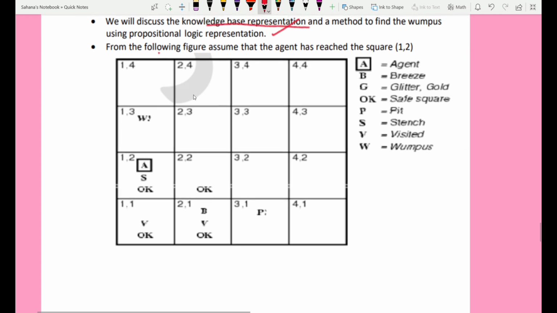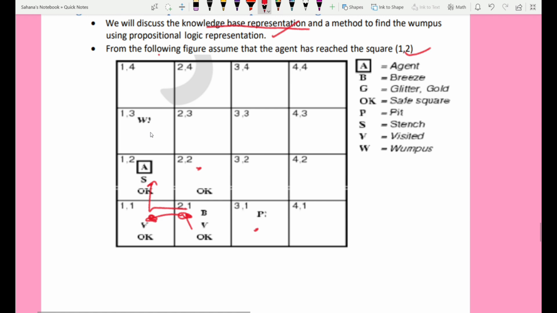Okay, first, from the following figure, the agent has reached the square 1,2. After reaching, it will be in 1,1, then it will move to 2,1. Here it will find out that pits will be there, because of the breeze found in 2,2 and 3,1. Then it will go back to 1,2. Here the stench will be found, so the Wumpus might be in 1,3, it will find out here.